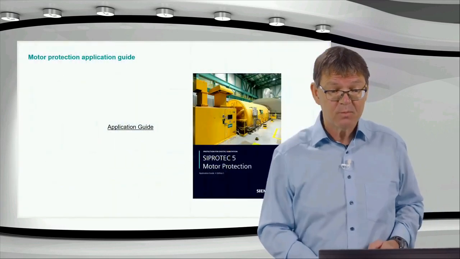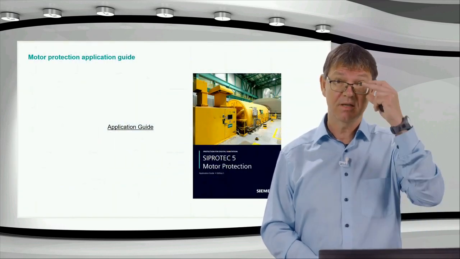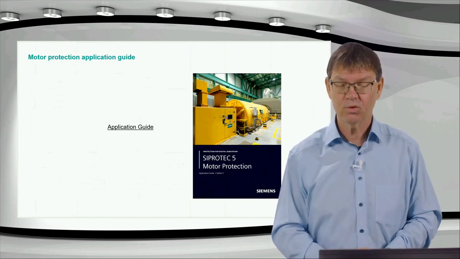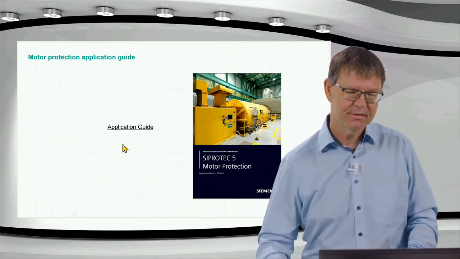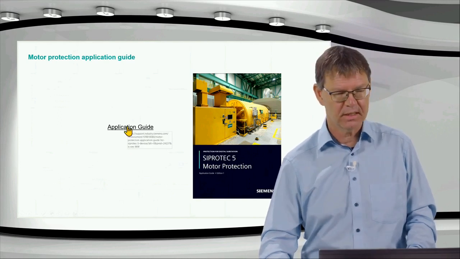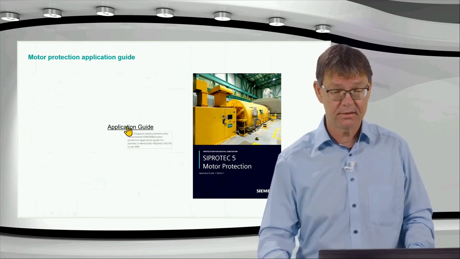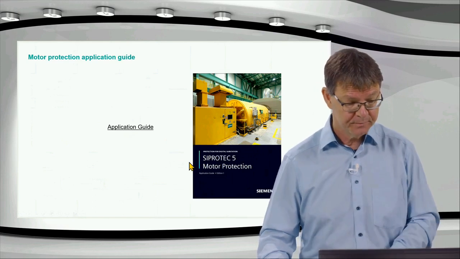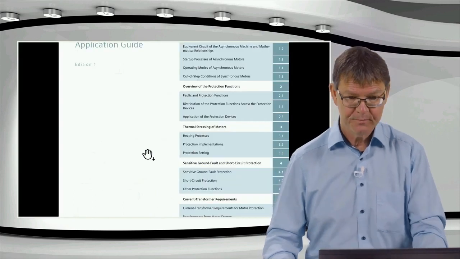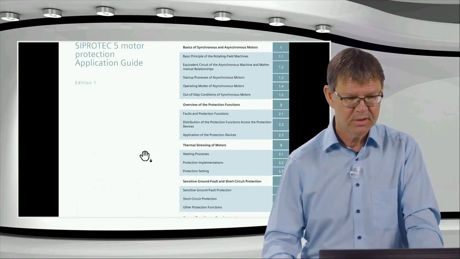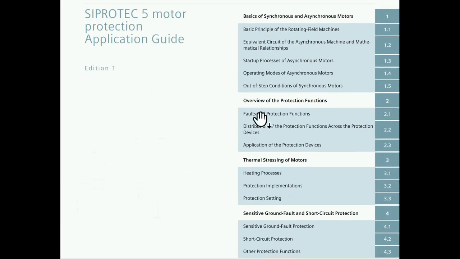So then I come to the last point, and this is the application guide for the CProtec 5 motor protection. With this link, which you have in the PDFs, you can directly go to the CIOS portal and download it from there. A quick look inside, I have it here. This is now the front page, the first page, the index.